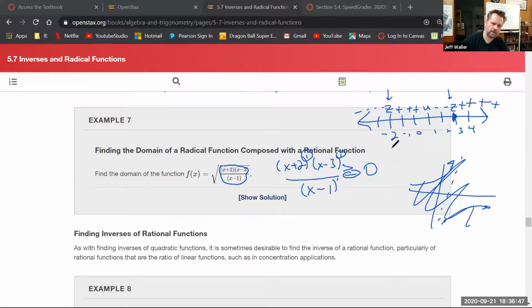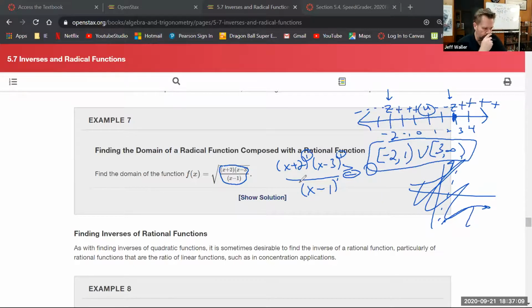So let me help you out. One region would be starting at -2 because it's 0, up to 1, but not 1. Not including 1 ever because it's undefined. You never include that freaky little dude. Or where else is it positive or 0? 3 to infinity. Done. That is much less work than you would expect this problem to have.